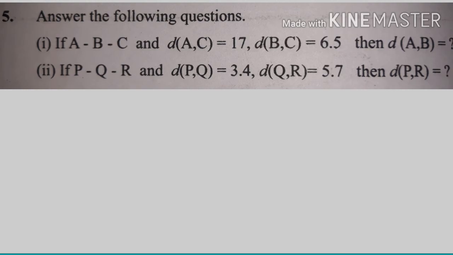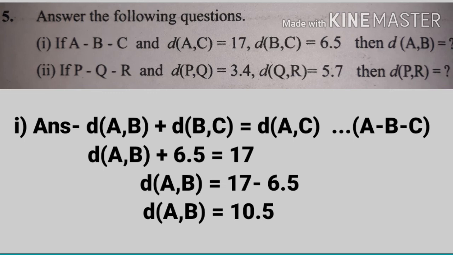Question number 5. Answer the following questions. If A-B-C and distance AC is 17, distance BC is 6.5, then find distance AB. Answer of the first question. Distance AB plus distance BC equals distance AC. Reason: A-B-C. Put the values. Distance AB plus 6.5 equals 17. Therefore distance AB equals 17 minus 6.5, and therefore distance AB equals 10.5.